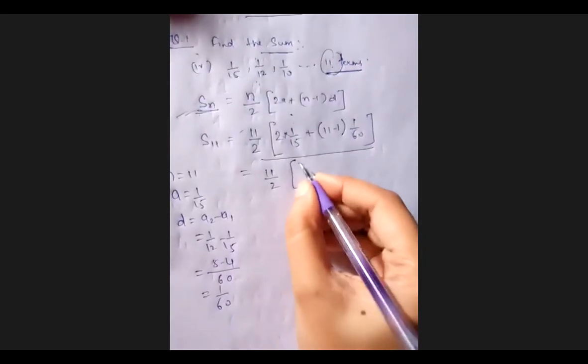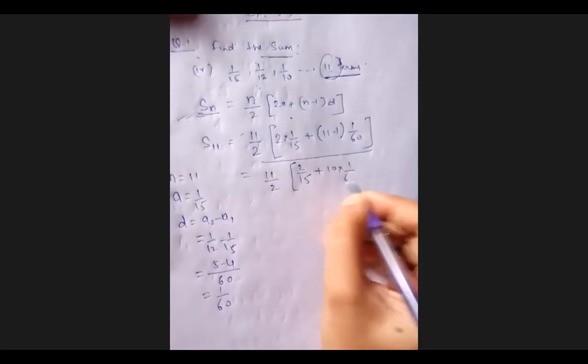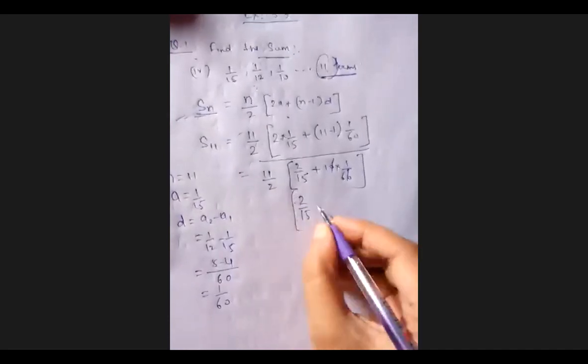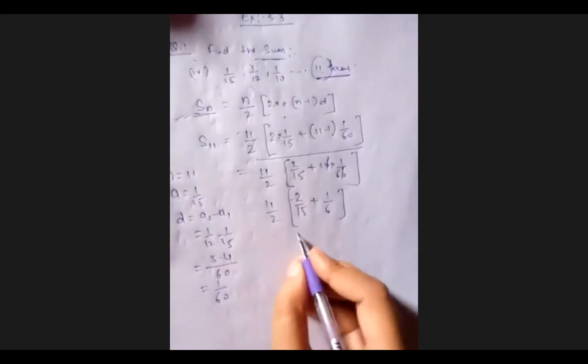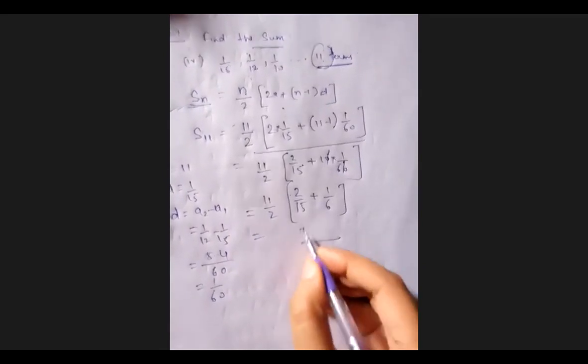If you calculate it completely, I'm calculating this question. So 11 upon 2 you can write as 2 upon 15 plus 10 into 1 upon 60. You know that in a bracket, firstly you have to solve the bracket. So the zeros cancel. In this bracket you have 2 upon 15 plus 1 upon 6. Now you tell me, what is the LCM of 15 and 6? 30. So 15 times 2 is 30 and 6 times 5 is 30, right?